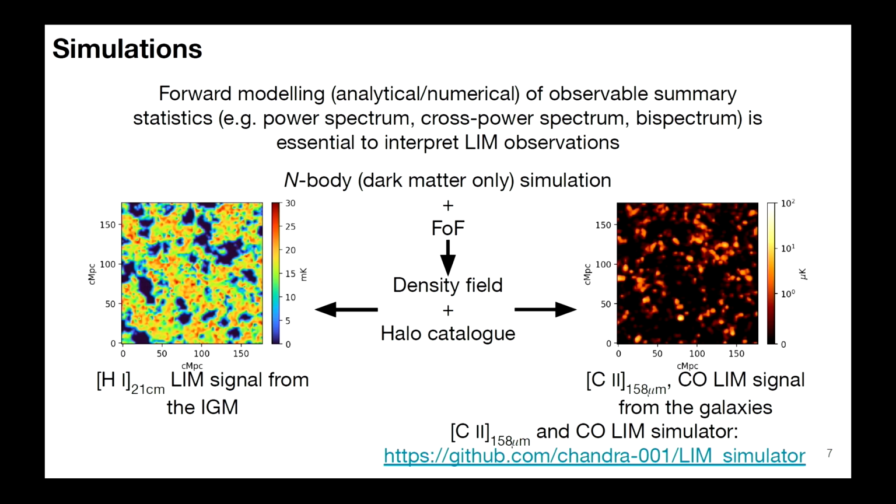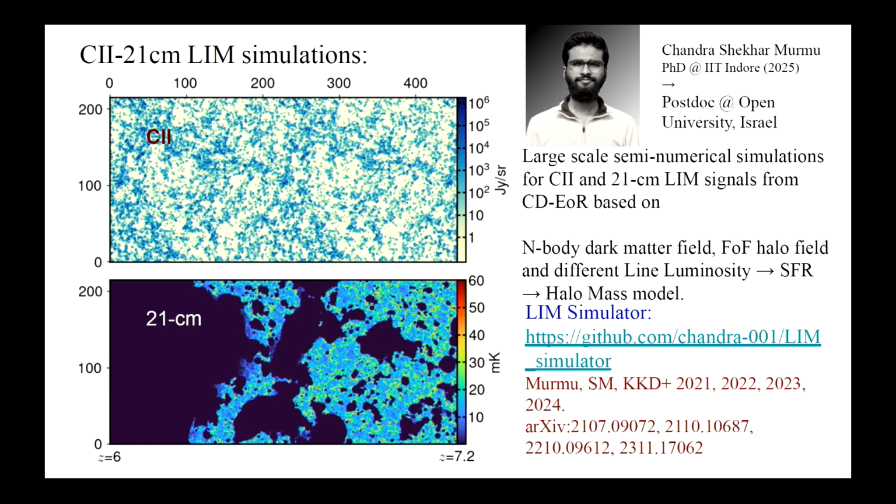To interpret them, you need to build forward models, and these forward models will involve simulating the large scale structure and then painting these halos with particular line emission, depending on the star formation rate in those halos, depending on the model of star formation that you choose. Similarly, you can post-process the dark matter density field and the sources and produce an HI map, a 21 centimeter map, as well. One former PhD student at IIT Indore, Chandrasekhar, along with me and Kanan Datta here, has done a bunch of work on this particular domain, where he developed a tool to simulate the C2, CO, and 21 centimeter lines from the epoch of reionization.